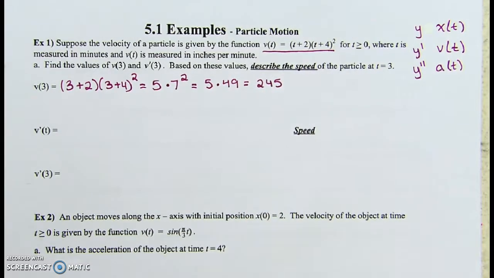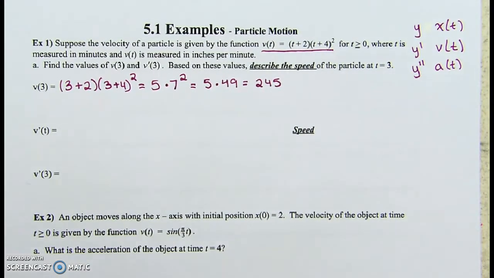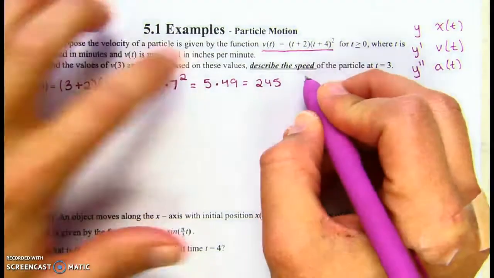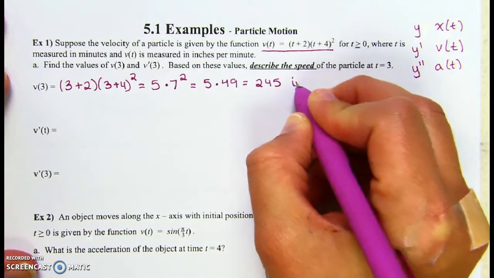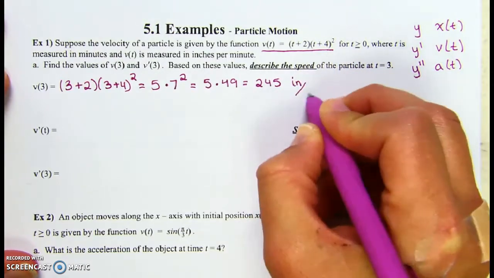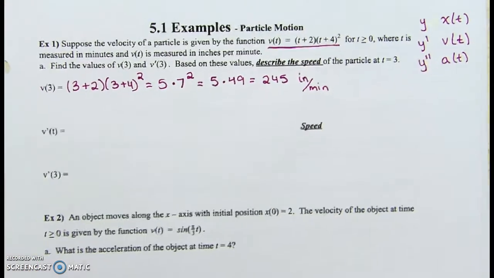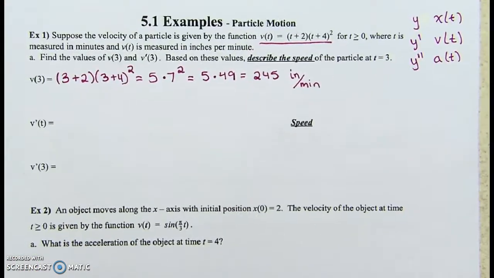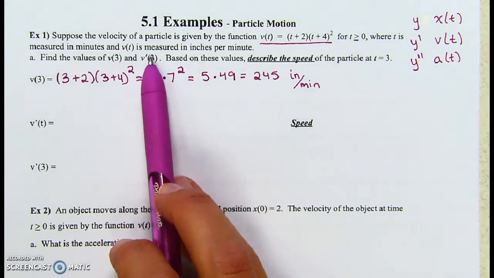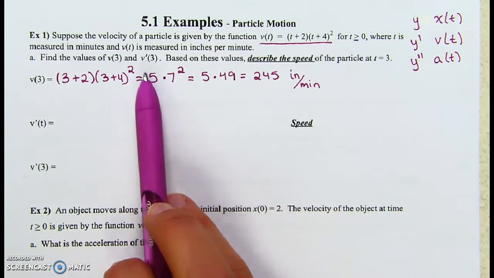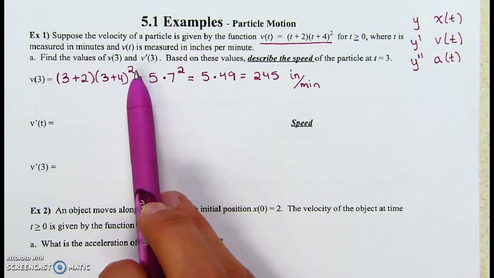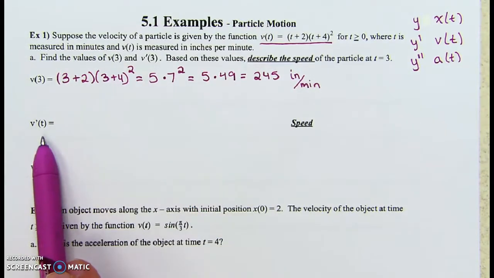245. And are we given units? Sometimes we are and sometimes we're not. Do we have units for this? Inches per minute. So velocity, this particle is traveling 245 inches per minute. Now, sometimes the question will just say find v prime of 3, but before you can plug in a number into the derivative, what do you have to find first? You have to actually find the derivative.